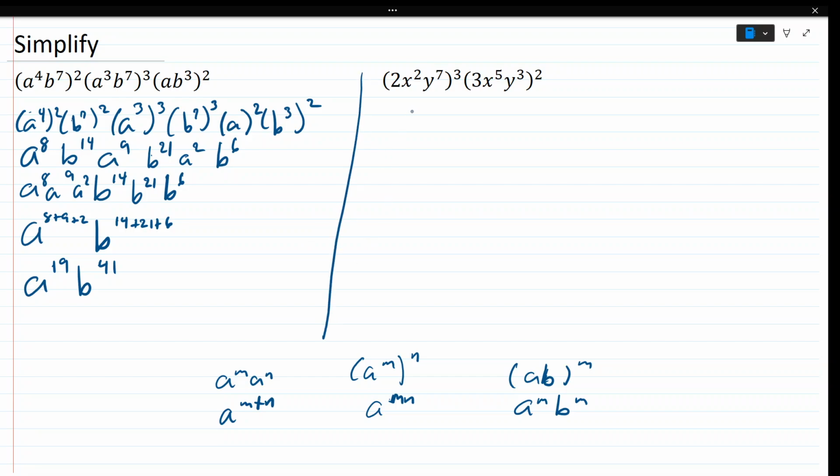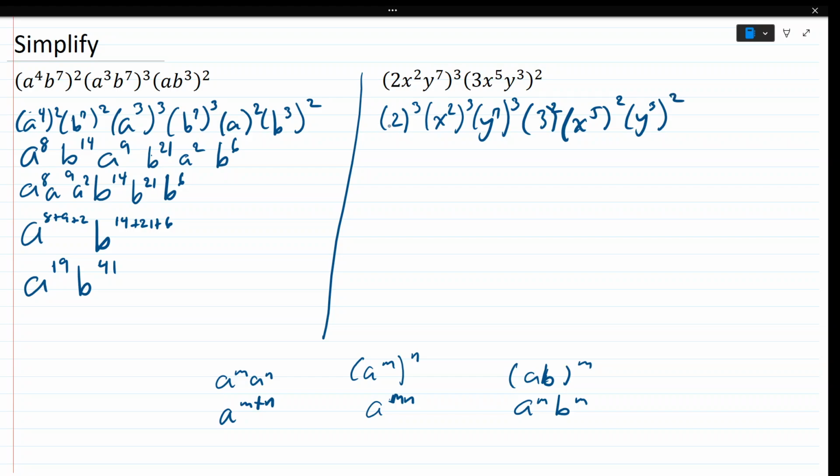Now for this next example, it's very similar. It's just we have this numerical coefficient in front. So we would do the same thing. So you'd have 2 cubed, x squared cubed, y to the 7th cubed, and then we'd have 3 squared, x to the 5th squared, and y to the 3rd squared.